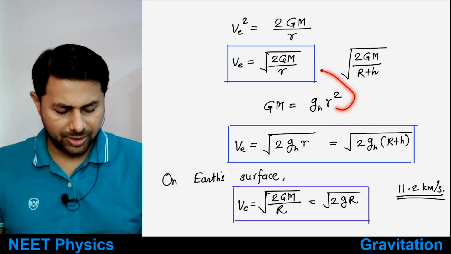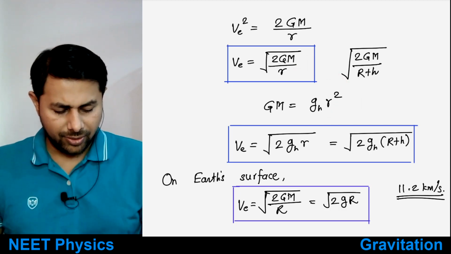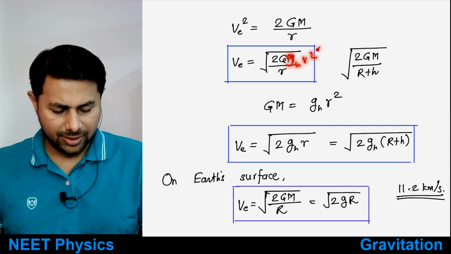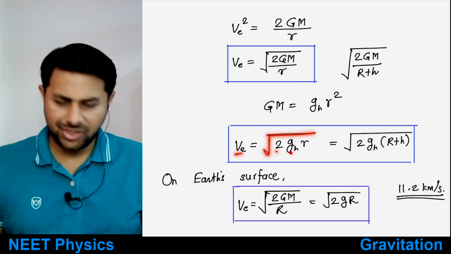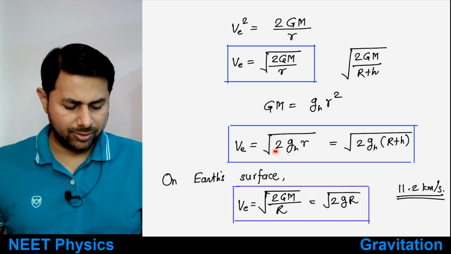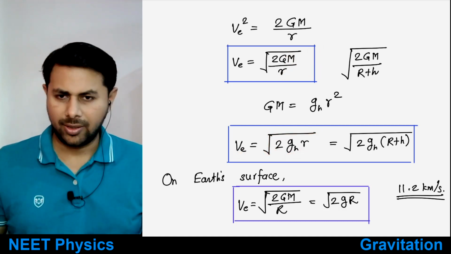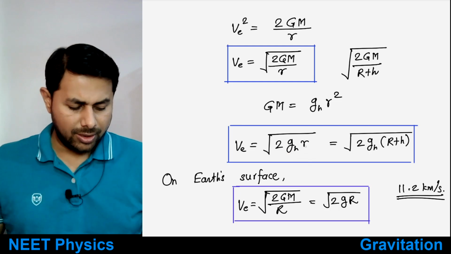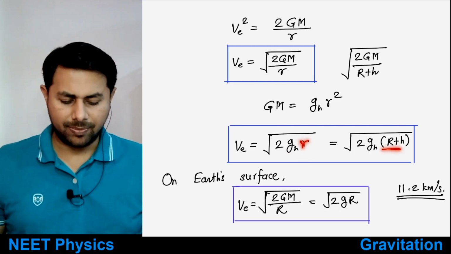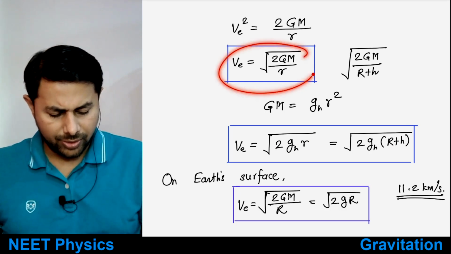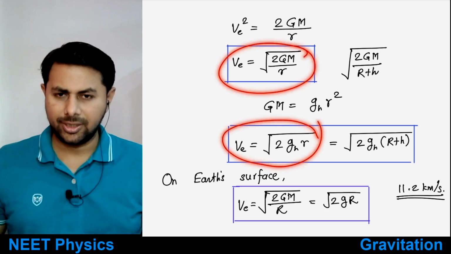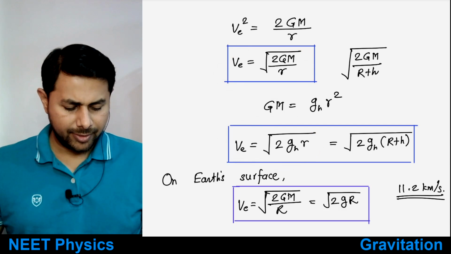So what do we get? If you substitute it over here, you have g_h multiplied by r square. One of the r from that square gets cancelled out, and you have v is equal to root of 2 g_h times r. Okay, so the small r is equal to R plus h, right? So you have to remember this formula as well as this formula, both of these formulas.